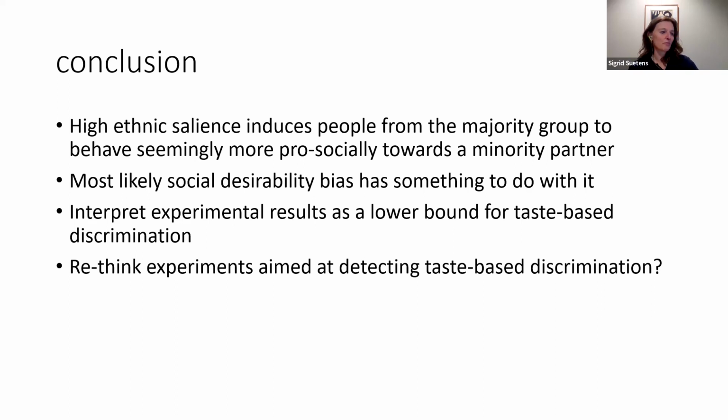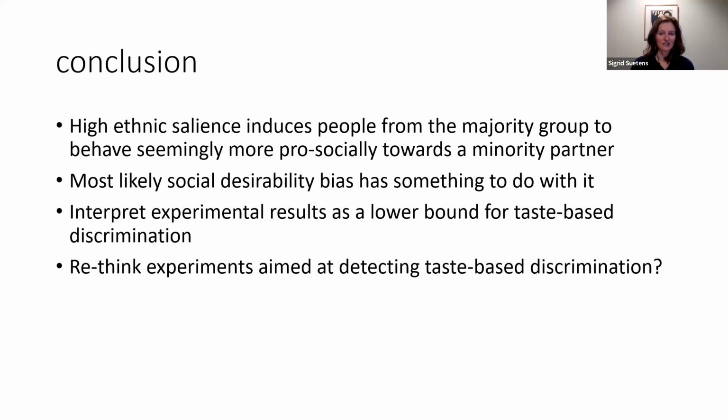So let's conclude. High ethnic salience induced people from the majority group to behave seemingly more pro-socially towards a minority partner. And we show evidence that it's most likely social desirability bias that is the key mechanism, and a little bit of attention also. Now, what does it mean? What do these results mean in general for the interpretation of behavior observed in experiments testing for taste-based discrimination? The way we see it is that the experimental results can be seen as a lower bound for taste-based discrimination. So in general, we think it's really dangerous to interpret them as the level of taste-based discrimination.